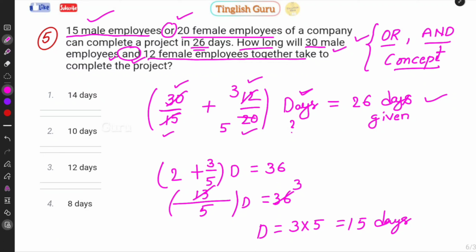You will definitely get to know, because this is very sorry, I think I made a mistake here. Here it is not 36, here it is 26. Here it is 26, I apologize. So on dividing with 13, we will get 13 2s are 26, and our answer will be 2 into 5, that is equal to 10 days. Sorry students, I was confused. Next. So our answer is option 2.